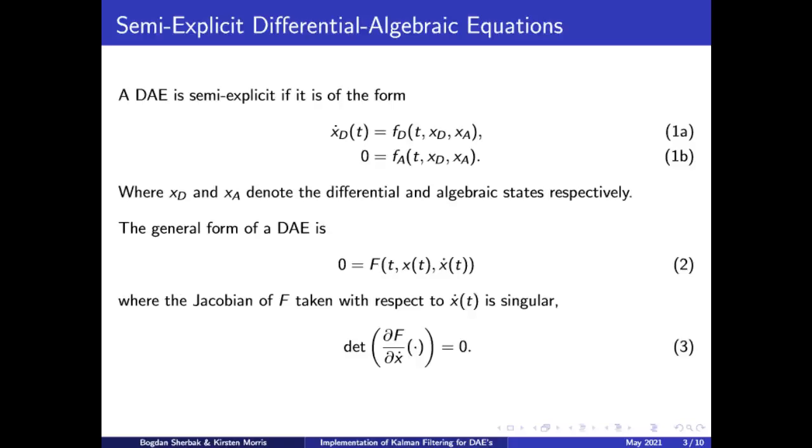The general form of the differential algebraic equation is given by equation 2, where the Jacobian of f, taken with respect to the derivative of x, x dot, is singular. If it was non-singular, we would have an ordinary differential equation.